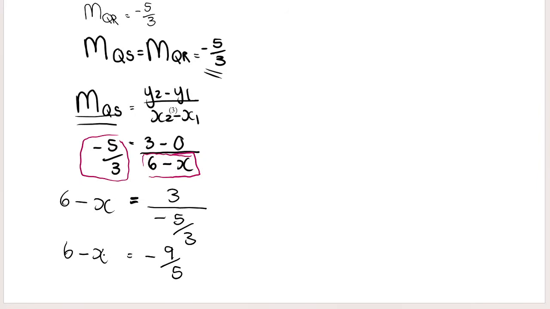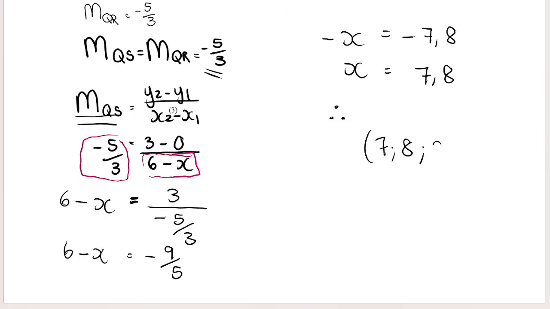And then if you solve over here, if I take this over, we're going to have negative x. I'm going to have negative 9 over 5 minus 6. I'm going to get negative 7 comma 8. Divide both sides by negative 1. So I'm going to get x is equal to 7 comma 8. So therefore the coordinates of S once again would be 7 comma 8 and 0.